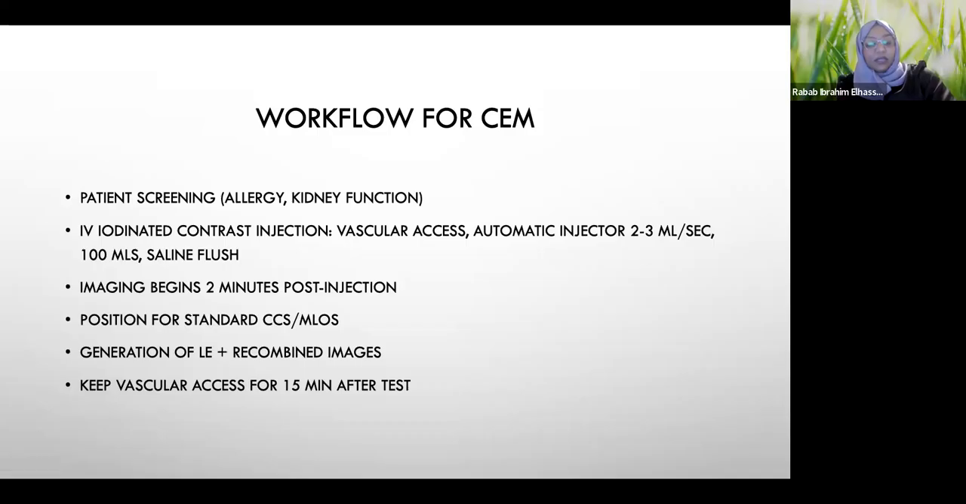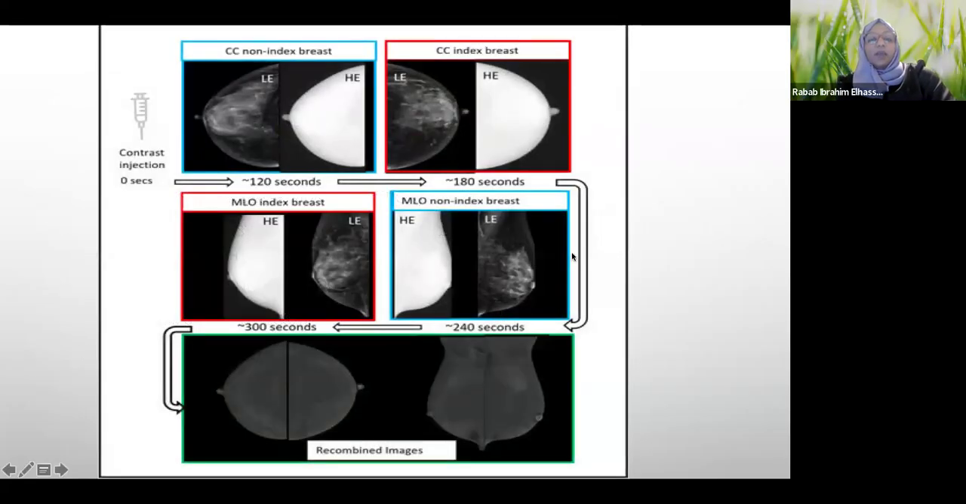We normally keep the vascular access, we keep the cannula for 15 minutes after the study, just to make sure that the lady doesn't develop an allergic reaction or anything. So similar process to what's done on the CT scan. Some units, because we still don't do that many contrast enhanced mammograms, have incorporated their contrast enhanced mammography machine close to CT, so they can use the same injector. But most units, of course, have their own injector.